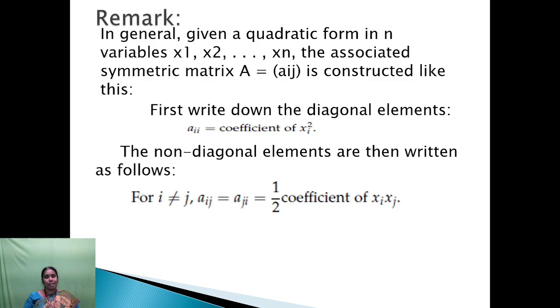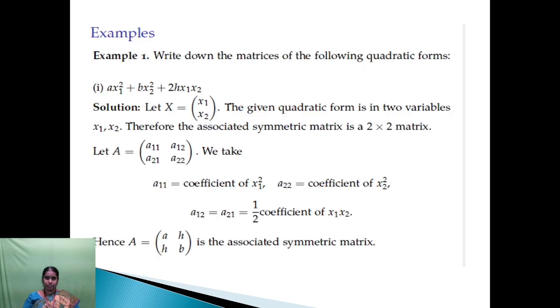Second, we have to consider the remaining elements, that is, the non-diagonal elements. The first step is how we are considering the diagonal elements: Aii takes the value of the coefficient of xi square, and the non-diagonal elements, that means for i not equal to j, both Aij and Aji take the value of half times the coefficient of xi xj.